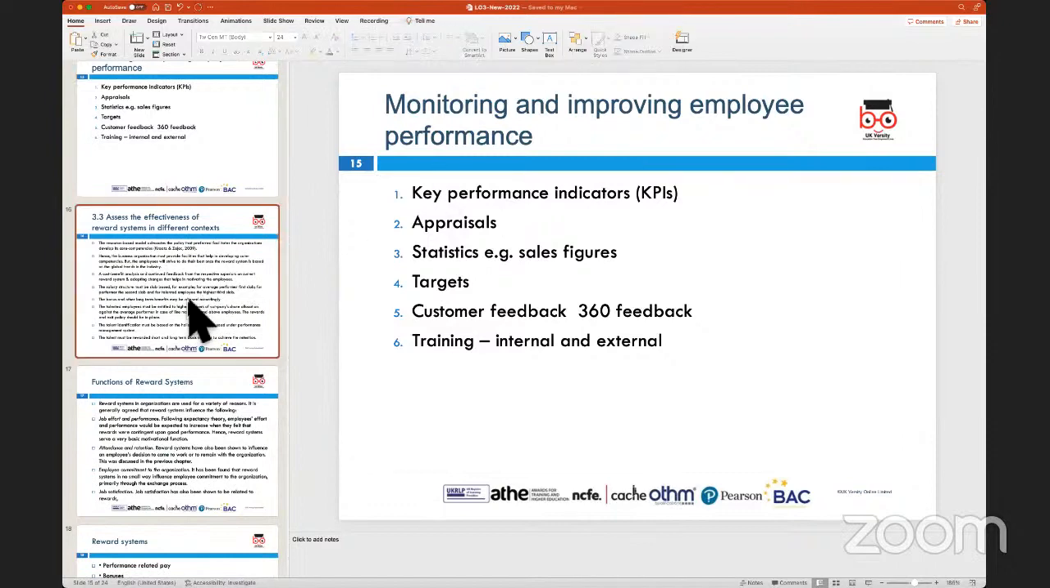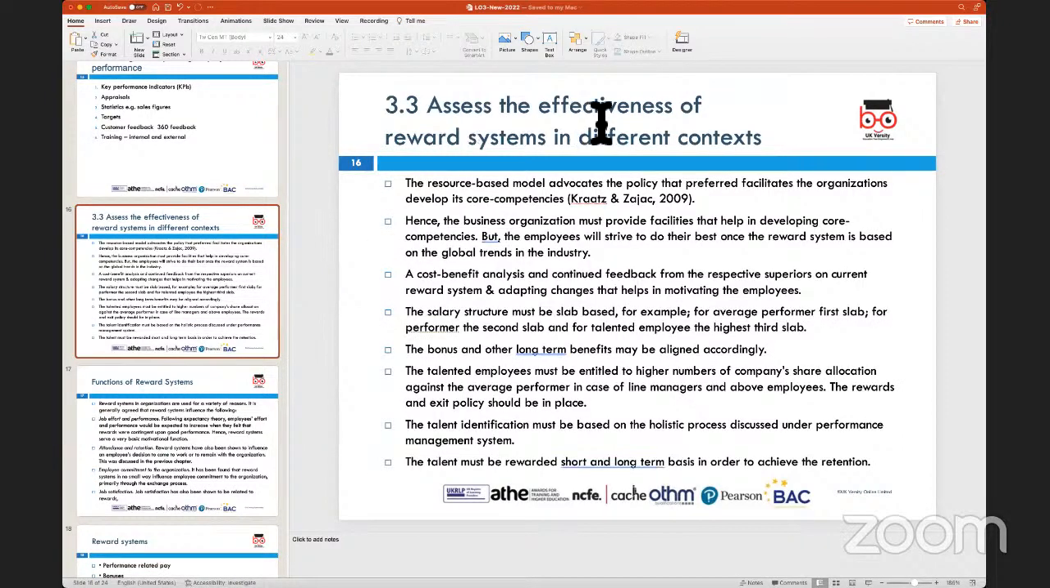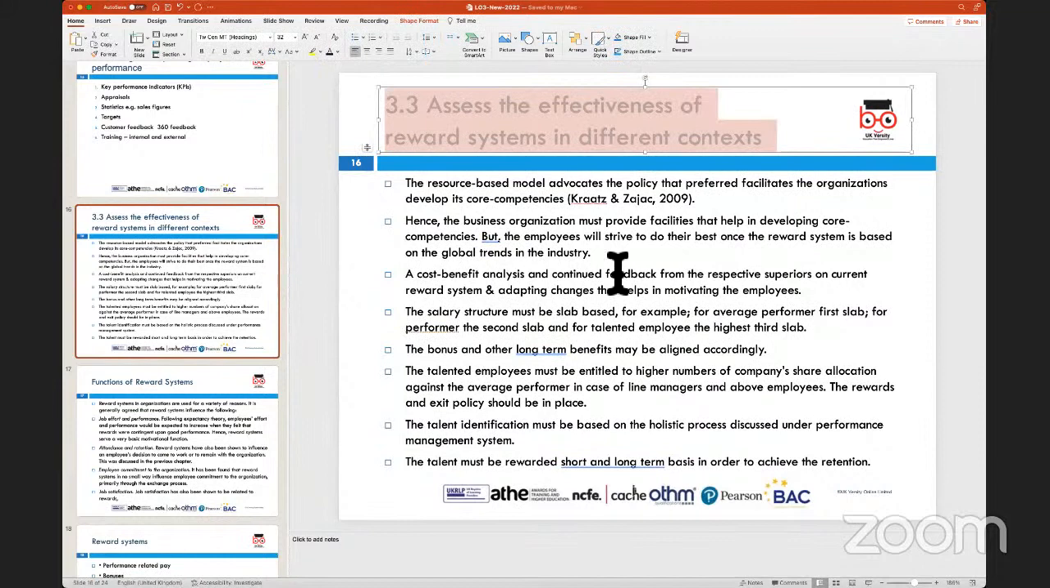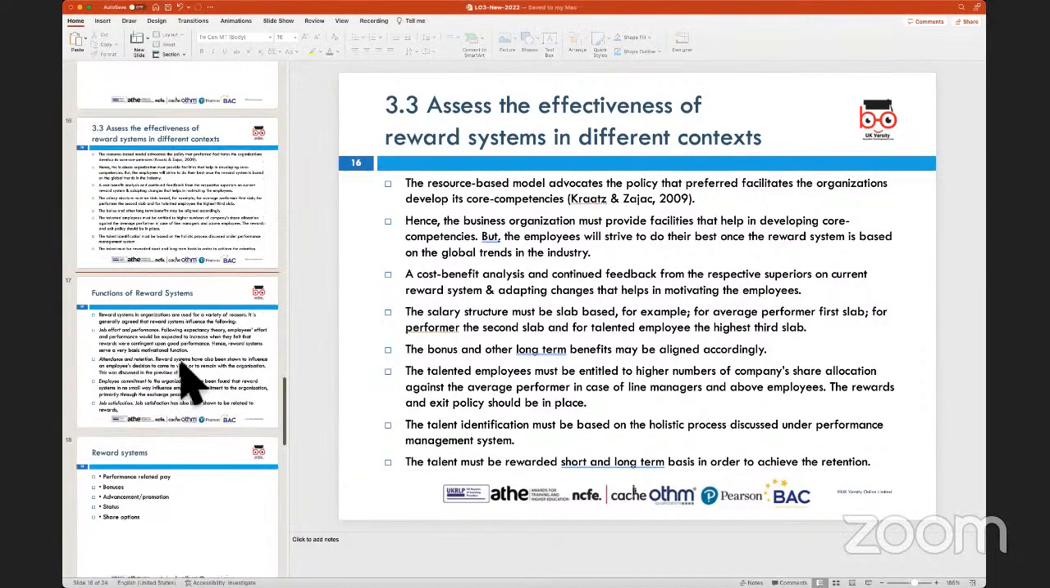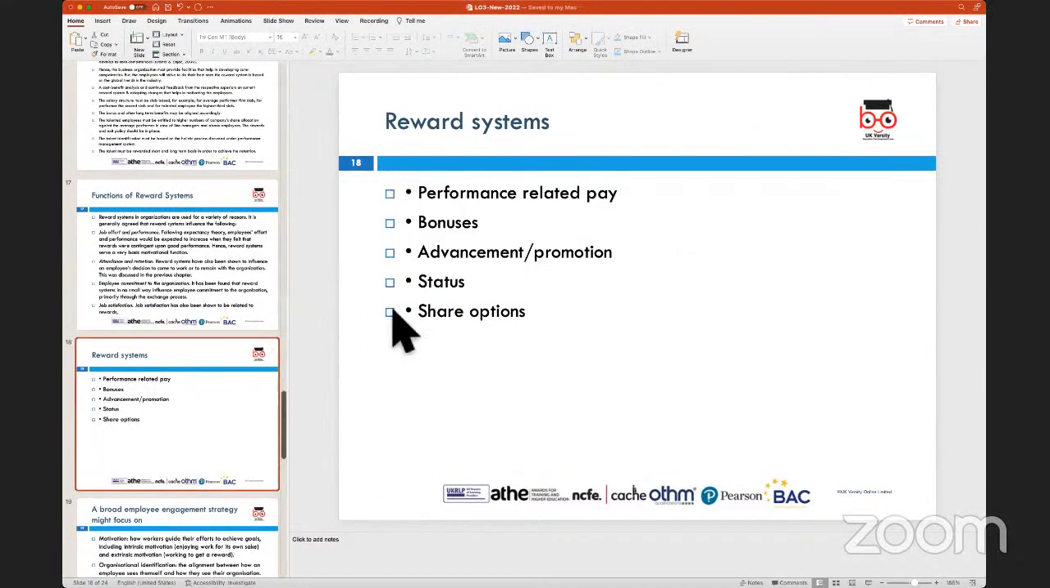Now, when we look at the next assessment criteria, it talks about assessing the effectiveness of reward systems in different contexts. Here, what we want to be able to do is talk about the various reward systems that companies can actually employ in terms of providing to the employee.